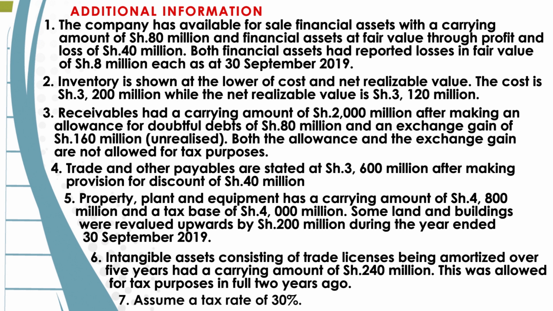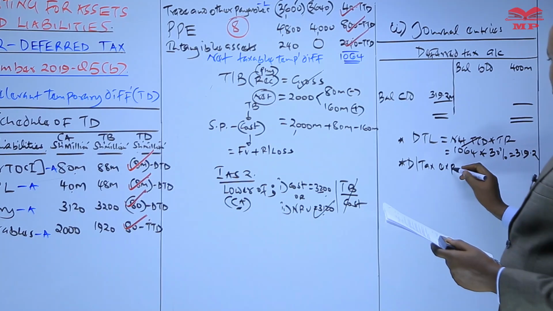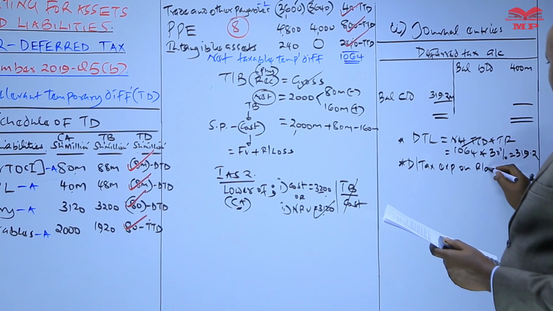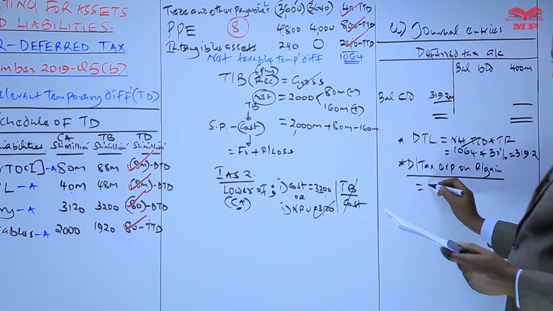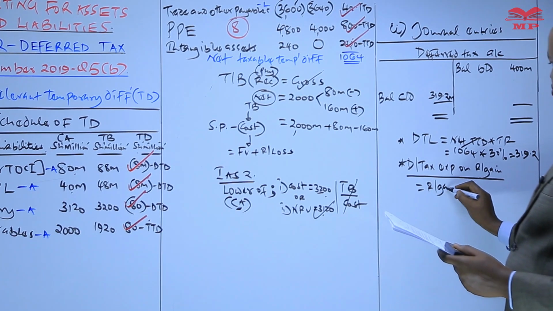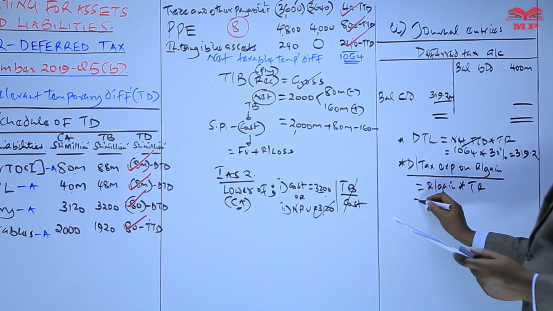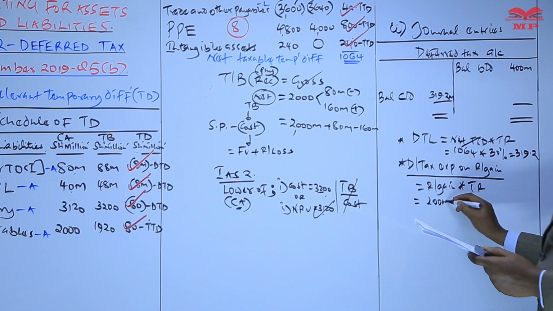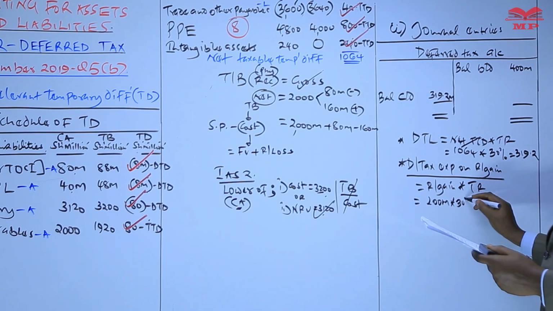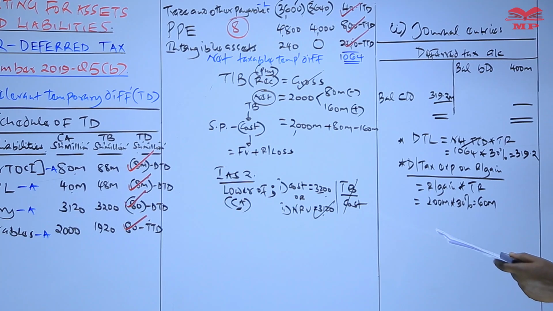And then we also have to remember that in note number 5, we had a revaluation gain on PPE. So in such a case, what you need to do is to compute something called the deferred tax expense on revaluation gain, which we compute by taking the revaluation gain times the tax rate. So the revaluation gain is 200 million times tax rate 30%, which will give us 60 million.